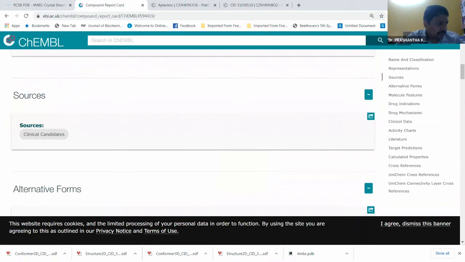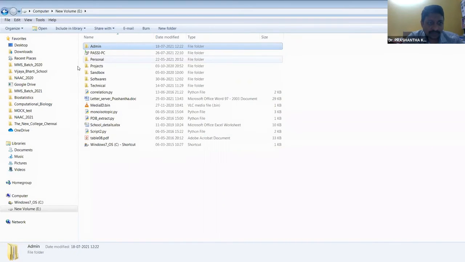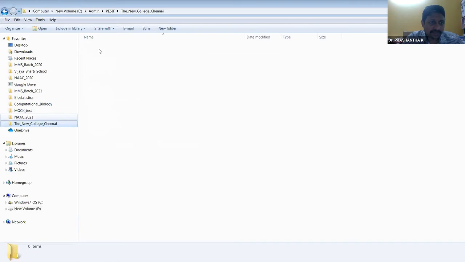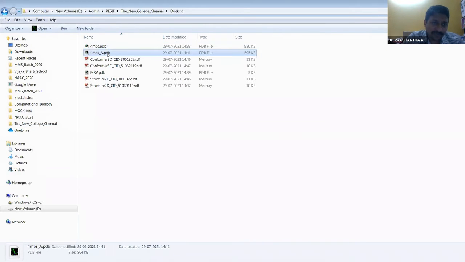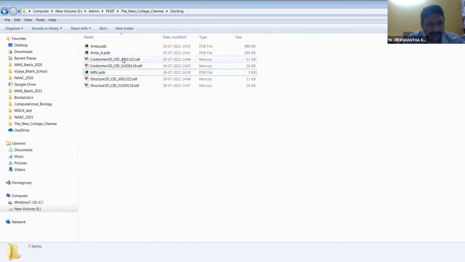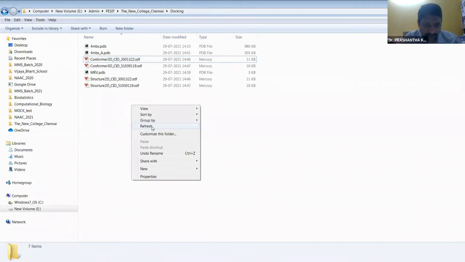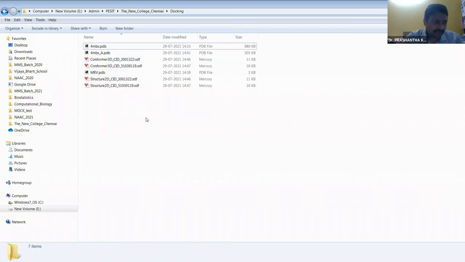Now when I go back to our folder, on the docking, now I have the original 4MBS with only A chain, then the Maraviroc is there in the .pdb. Then we took 2 ligands, one ligand with 2D and 3D, another ligand also 2D and 3D. Okay, so these are things we have now. Then once we have this, now you open the PyRx.